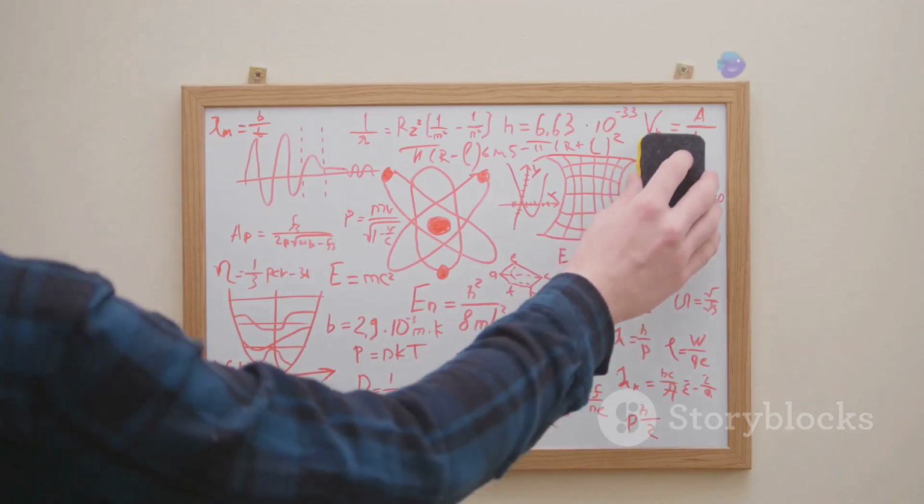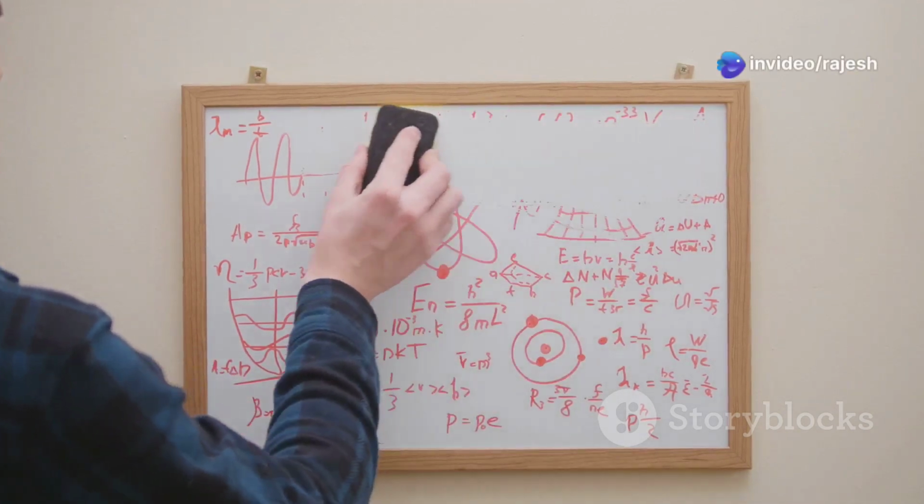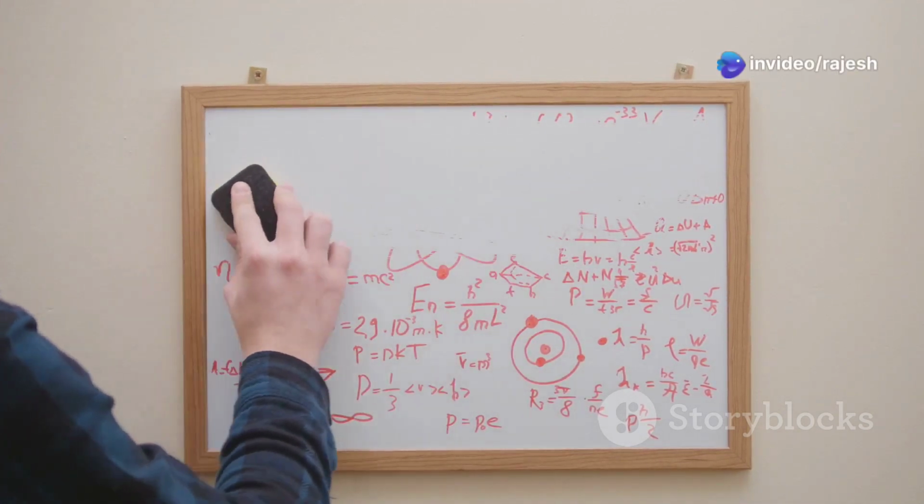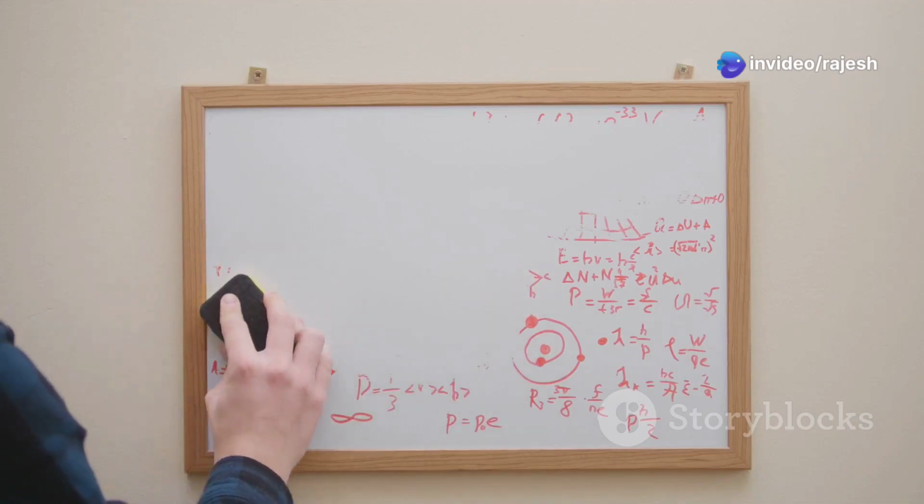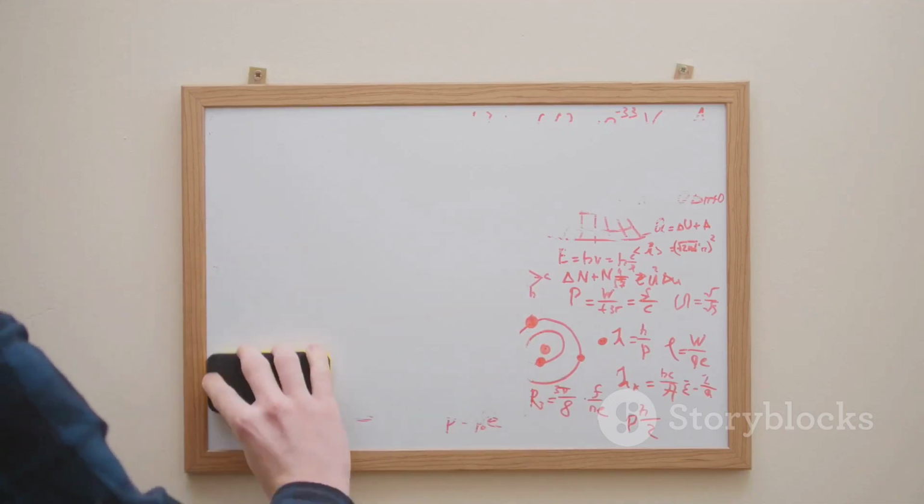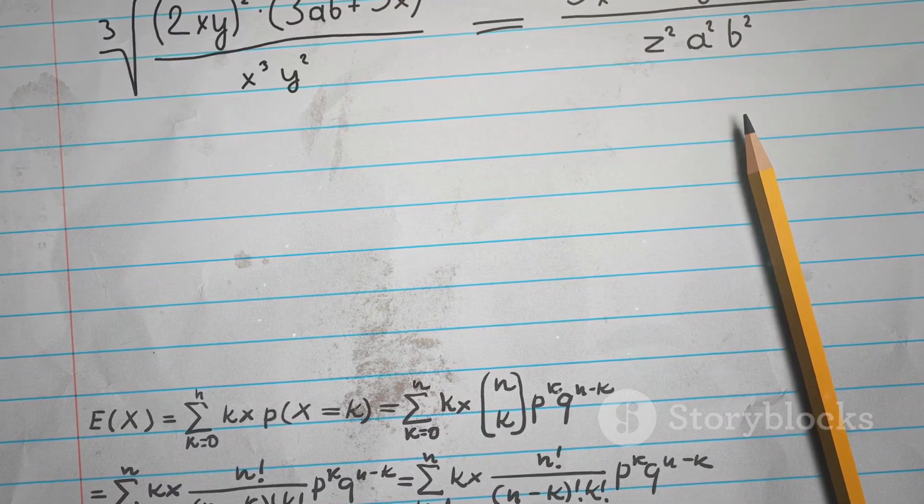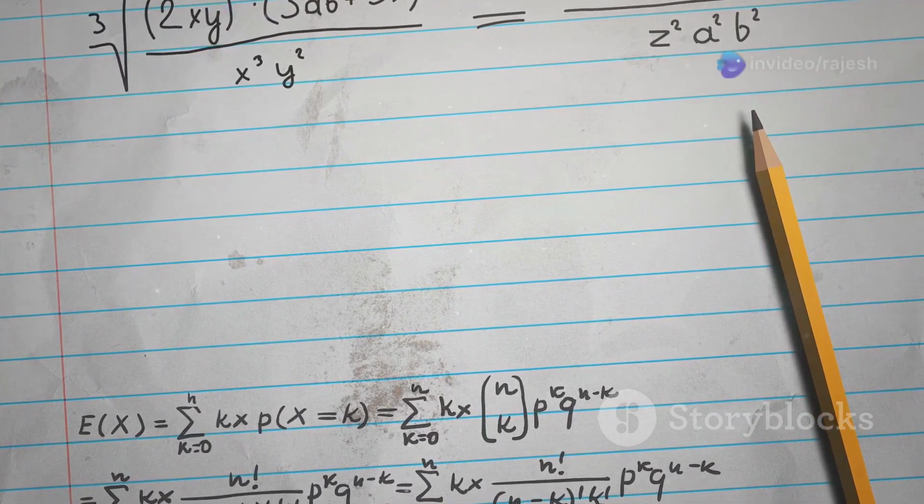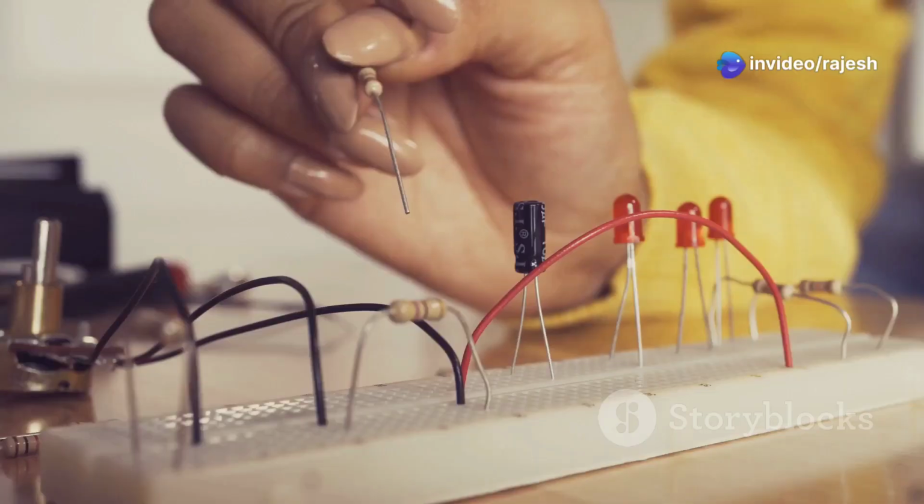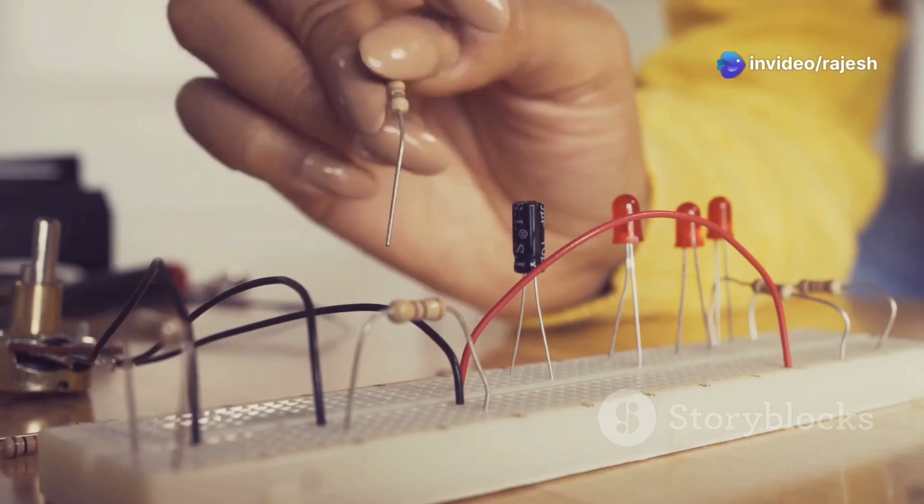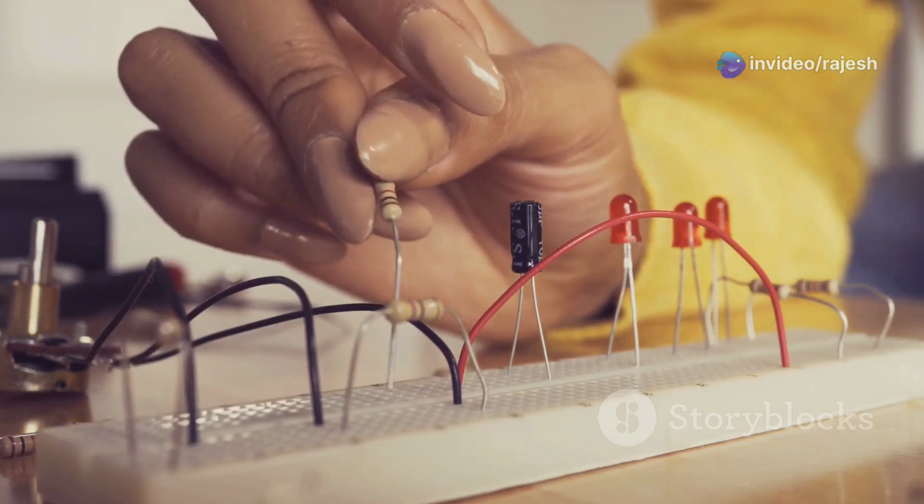Ohm's law states that the current, or I, flowing through a conductor is directly proportional to the voltage, or V, applied across its ends and inversely proportional to the conductor's resistance, or R. Mathematically, this can be expressed as I equals V divided by R. This simple equation is fundamental to understanding and analyzing electronic circuits.